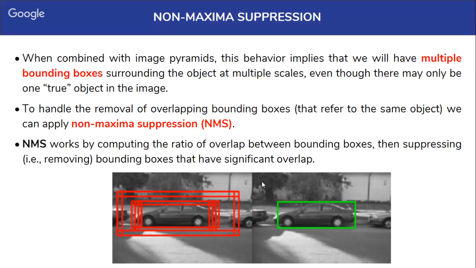So we are applying object detection on the image pyramid, which is multiple scales of the images, and each scale of the images will give you a bounding box, right? On the left-hand side, you could see that after applying object detection on the multiple scales, for a single car we got multiple bounding boxes. There is only one car in the input image, but we got several bounding boxes because we applied object detection on multiple scales. To avoid this kind of overlapping bounding box, we apply non-maxima suppression.